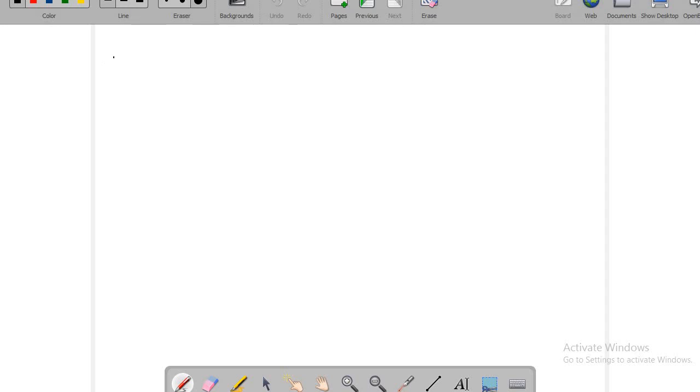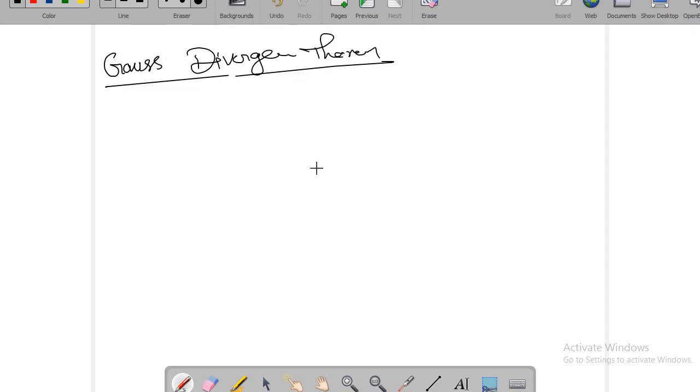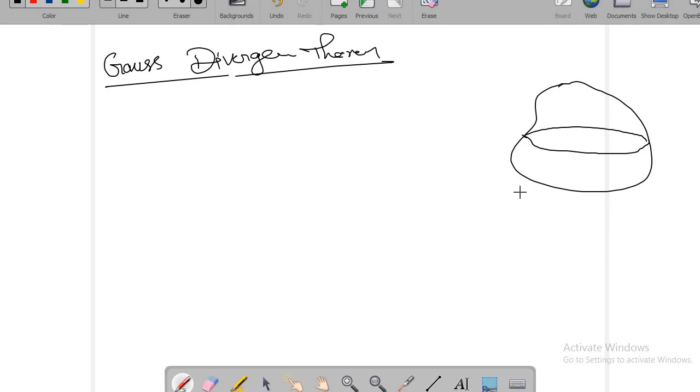Now let me discuss Gauss divergence theorem. The Gauss divergence theorem gives you a relation between a volume integral and a surface integral. Let's assume that you have some volume, let me say E is the solid, which is enclosed by some surface S. So what you have here is a closed surface.